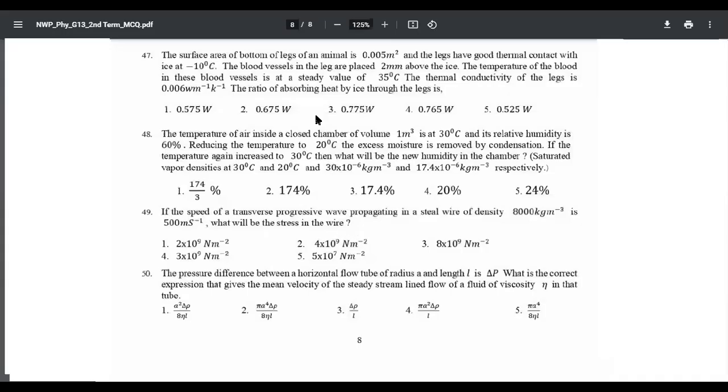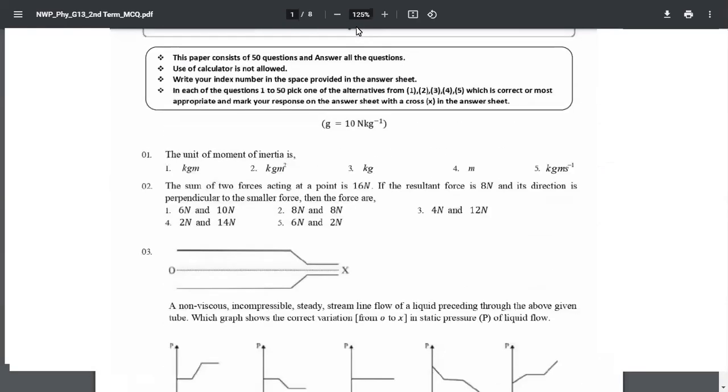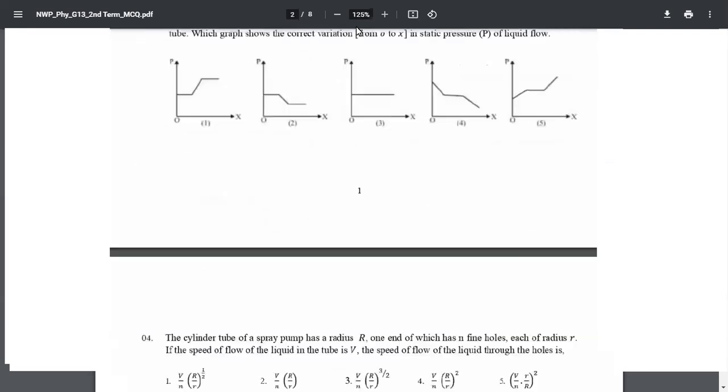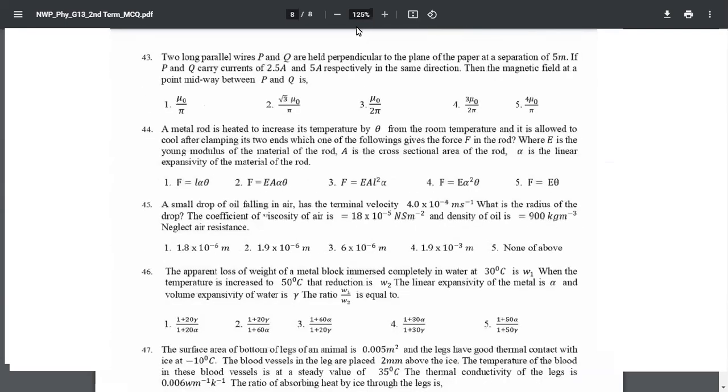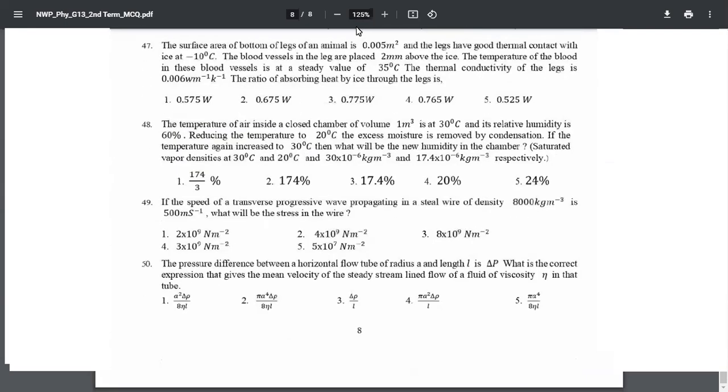So the paper we are discussing is from the Northwestern Province, I believe, year 2018, Grade 13, second term paper. So for a change, we are starting in descending order this time. And the first question is the 50th one.